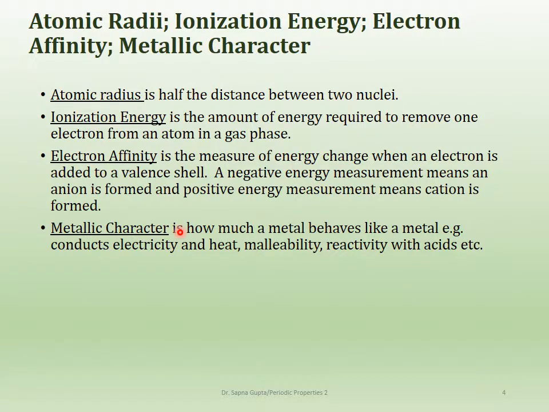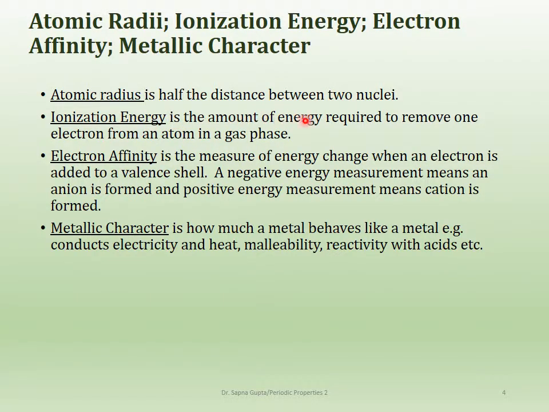So here are the trends again that we are going to talk about, and here are the definitions of each of these. Atomic radii is half the distance between two nuclei. We say this is half the distance between two nuclei because the atomic size is very small. We measure atomic sizes in angstrom, which is 10 to the negative 10 meters. 10 to the negative 9 meters is nanometers. 10 to the negative 10 is angstrom. So it's a very, very small size for atoms. So we measure the distance between two nuclei instead of a radius actually from nucleus to the last shell.